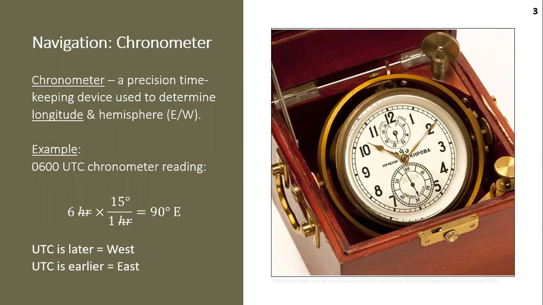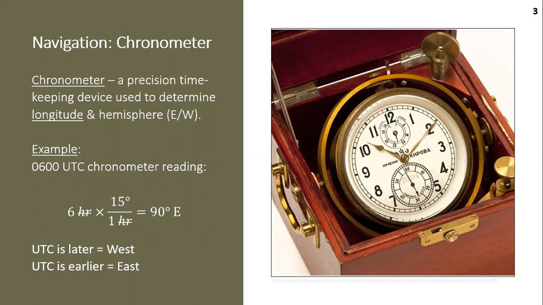to calculate local longitude. For example, a 0600 UTC chronometer reading was taken during local noon. Thus, the difference between UTC noon and the 0600 chronometer reading is 6 hours. By multiplying by the ratio of 15 degrees per hour, we can determine a position in longitude of 90 degrees.